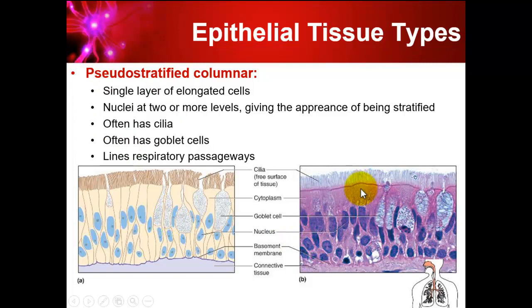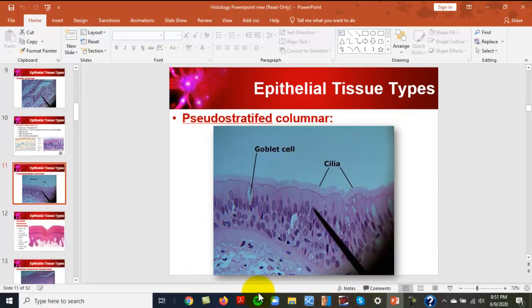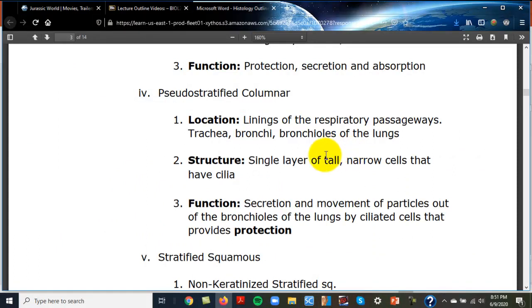And here's a real picture. There's the cilia on top. The white would be the goblet cells, and you see the nuclei at multiple layers, but that's one layer of ciliated cells. And then here is a picture from our lab. See this pink line at the bottom? There's the basement membrane. So up here would be the free space. Here's the cilia, and there's the goblet cells. But this one, you only find it in certain areas: linings of the respiratory passages, trachea, bronchi, bronchioles.